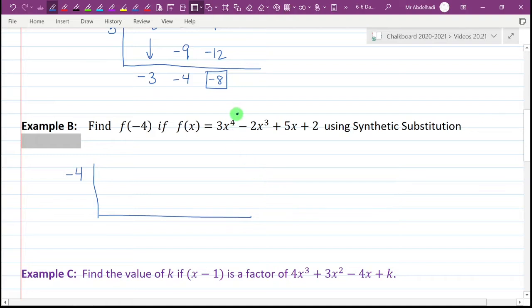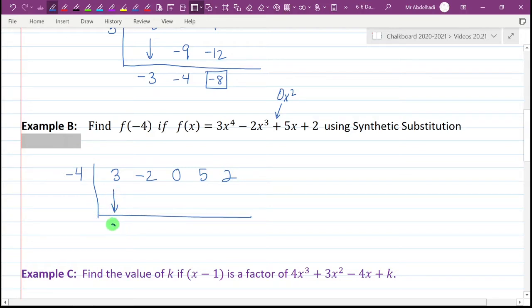Now remember, with synthetic division, you have to have all the powers, the same as with long division, by the way. So 4, 3, hey, we're missing a second power, so we need to insert 0x squared in there. Then we have 1 and we have x to the 0 here. So we have 3, negative 2, the 0 we need to insert here, 5, and positive 2. And then you just do your synthetic division.